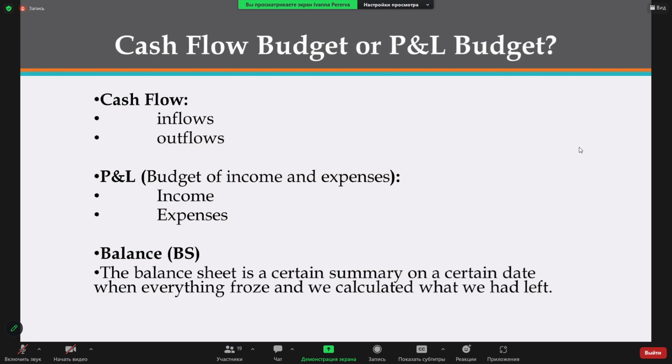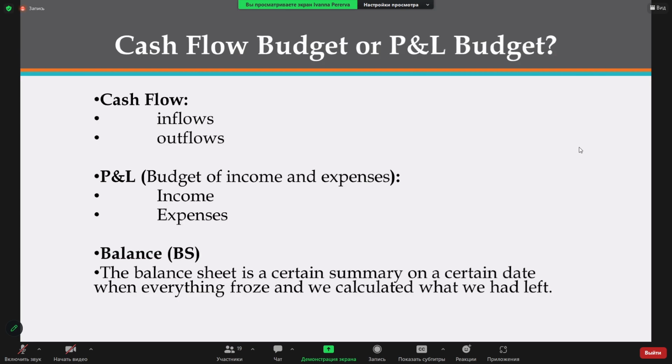So, when you come up with an idea, you will think, oh, which report is better to choose? Should it be cash flow budget, P&L, or balance sheet? And we should understand that cash flow, or CF, is divided into two parts. It's our inflows and outflows. Or it's information about incoming and spending of our cash.